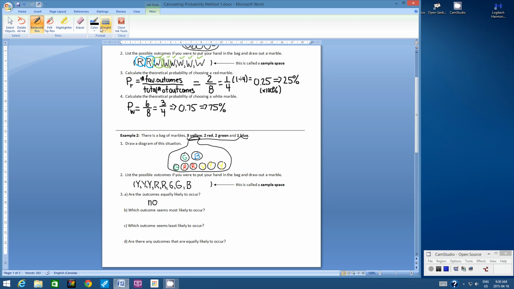Okay, let me change widths of my pen. Which outcome seems most likely to occur? Well, if we look at the bag or if we look at our list up here, the outcome that seems most likely to occur is yellow.